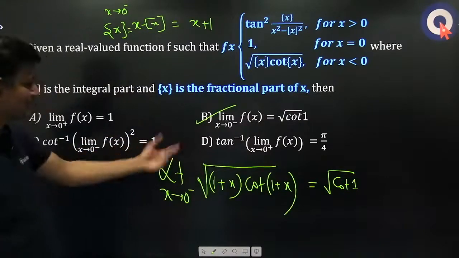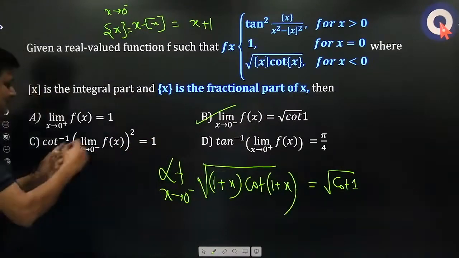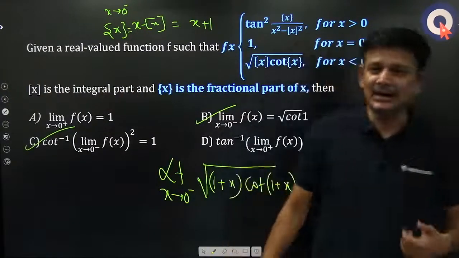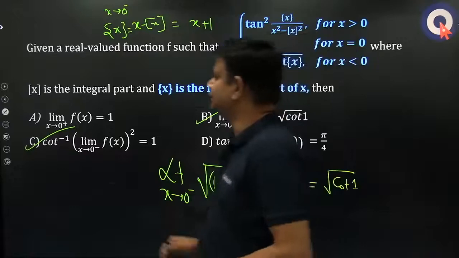From there, उसको square किया तो कितना आ जाएगा? Cot 1, and cot inverse of cot 1 is 1. This is also your option. Okay, so only thing is right hand limit does not exist here.